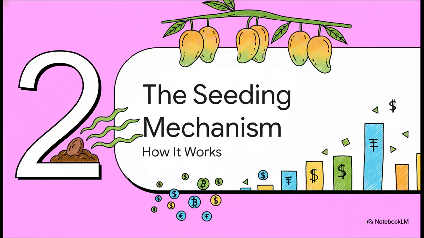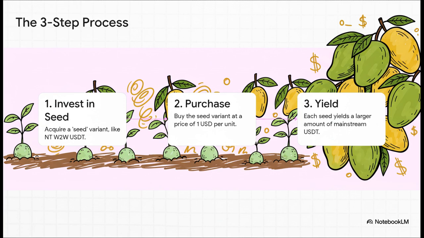But how is it all supposed to work in practice? Let's break down the actual step-by-step mechanism. According to our source, it's basically a three-step process. First up, you invest in a specific seed variant. The example given is something called W2W USDT. Step 2, you buy each unit of this seed for exactly $1. And then step 3, and this is the crucial part, each one of those seeds you bought is supposed to yield a greater amount of standard USDT.